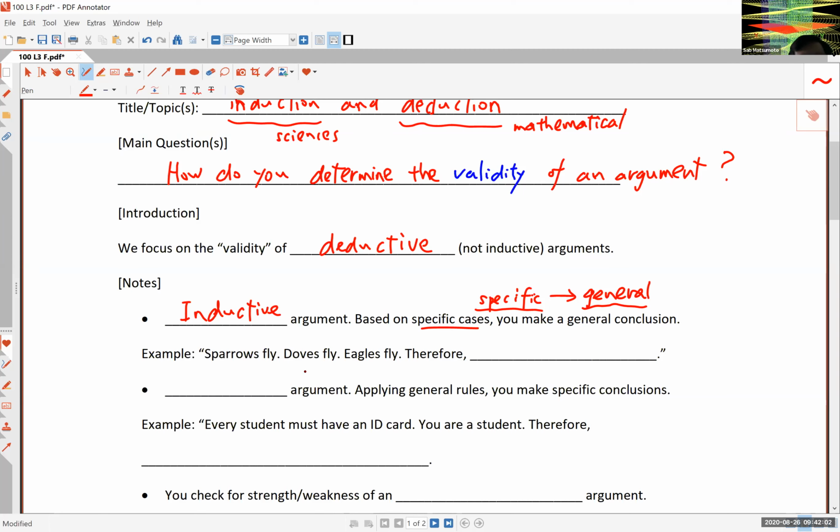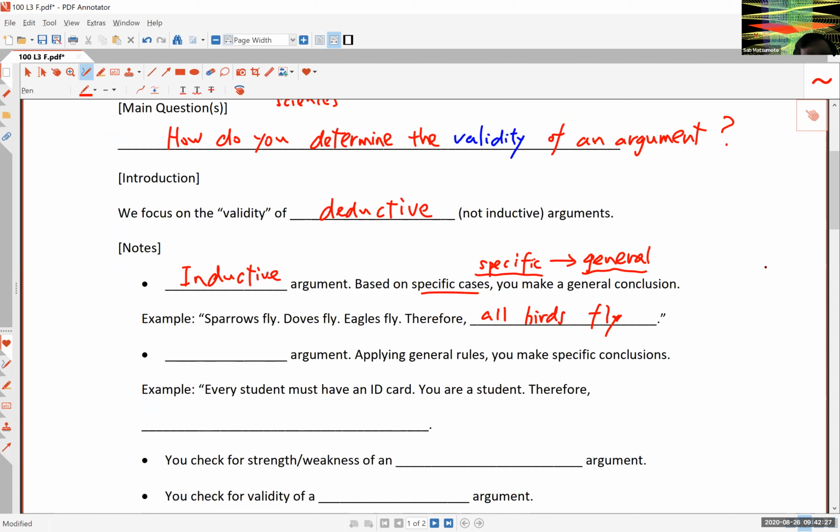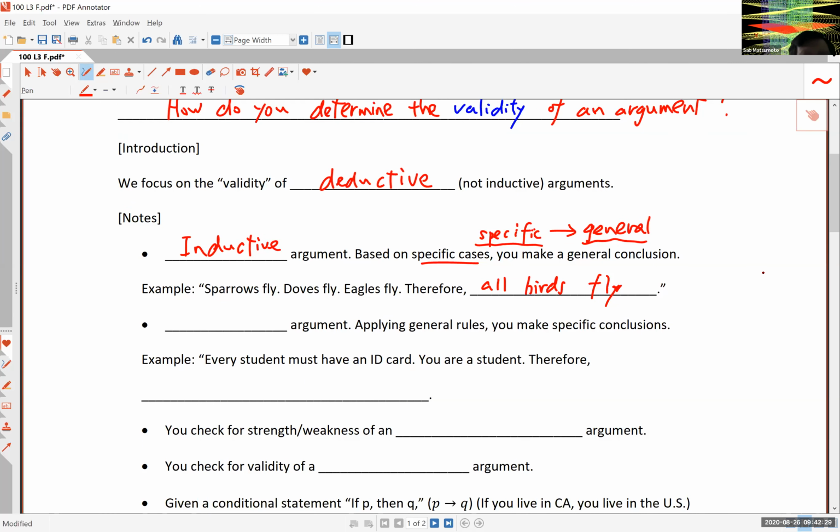Sparrows fly, doves fly, eagles fly. Therefore, you may conclude all birds fly. People use this kind of argument all the time. I got better by taking this medicine. He got better by taking this medicine. She got better by taking this medicine. See, everybody gets better by taking this medicine. Oh, that's dangerous, isn't it? So inductive arguments don't always work, but that's how we make general conclusions. On the other hand, we have what we call deductive arguments.